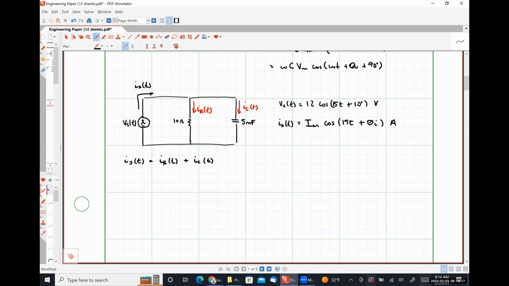Okay. So IR of t is nothing more than Vs of t divided by R. So that's going to look like 12 cosine 15t plus 10 degrees volts divided by 10 ohms, easily comes out to be 1.2 cosine 15t plus 10 degrees amps. Easy peasy.